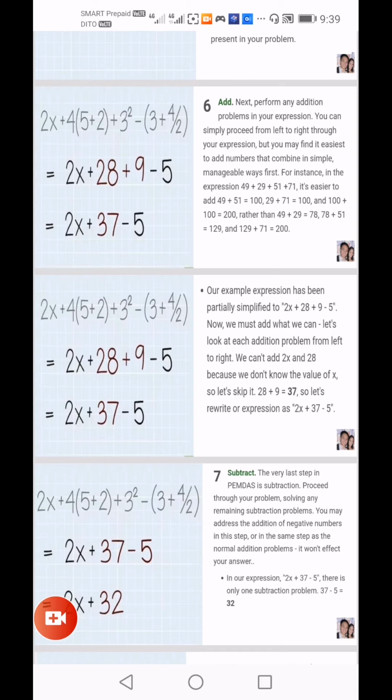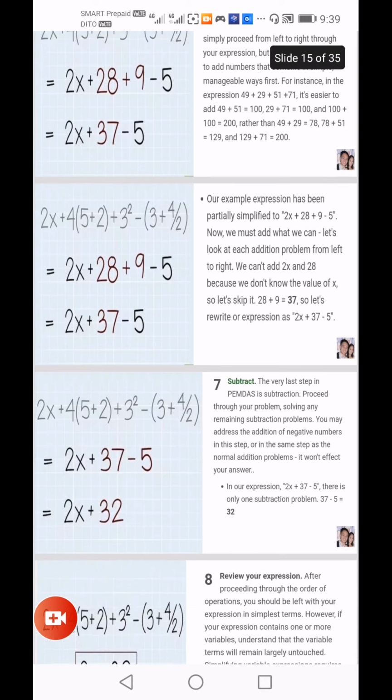78 plus 51 equals 129, and 129 plus 71 equals 200. Our example expression has been partially simplified to 2x plus 28 plus 9 minus 5. Now we must add what we can. Let's look at each addition problem from left to right. We can't add 2x and 28 because we don't know the value of x, so let's skip it. 28 plus 9 equals 37. So let's rewrite the expression as 2x plus 37 minus 5.